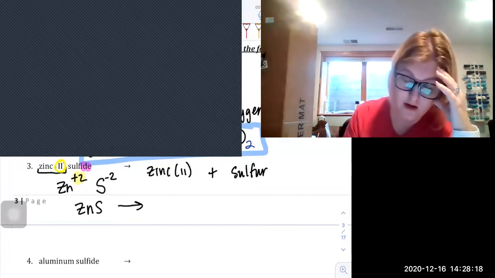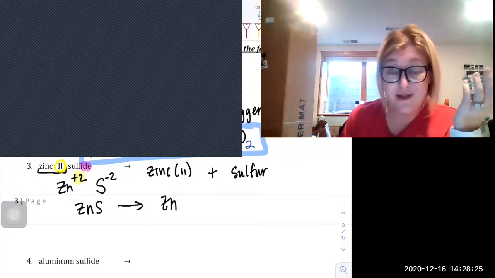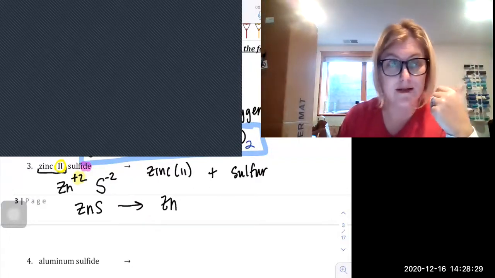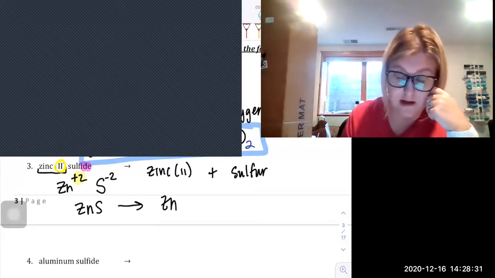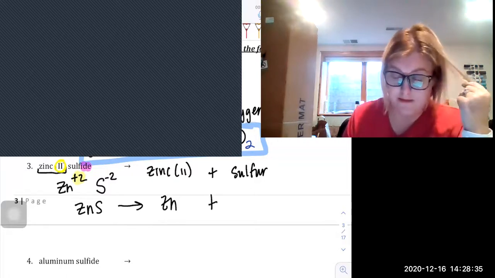Okay, so now line everything up, zinc goes right below it. Zinc, I don't need a charge. It's only zinc. Zinc is zinc. I don't need to put a charge on it. It is what it is, okay? I'll line up my plus sign, and then line up sulfur.